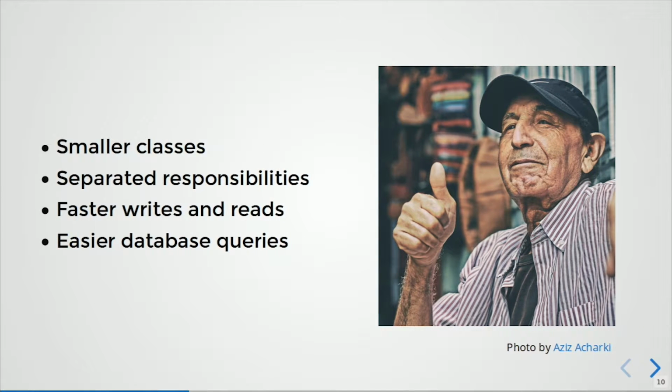So the good parts of CQRS are that we get smaller classes because they do a lot less. Because they do less, they have separated responsibilities. If we end up splitting the write side and the read side, the write and the read data stores, we get better performance. And if we optimize the read models for reading, then we don't have to join 6 tables anymore to show one report. We have all the data that we need for that report in that one table.